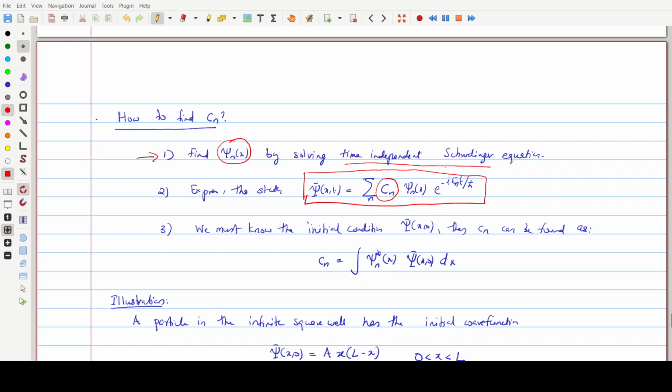Now how to find this Cn? The Cn can be found using this condition. If the initial value of the wave function, psi of x,0, is given, then we can calculate Cn by performing this integration. Just integrate psi n star times psi of x,0 dx. If you integrate this, you will get Cn. This integration is actually exploiting the orthogonality condition, or more correctly, the orthonormality of the energy eigenfunctions.